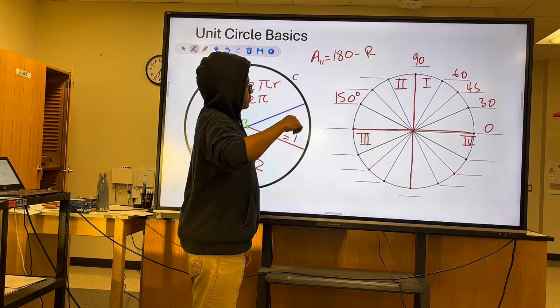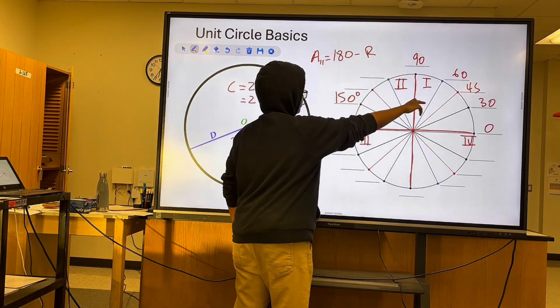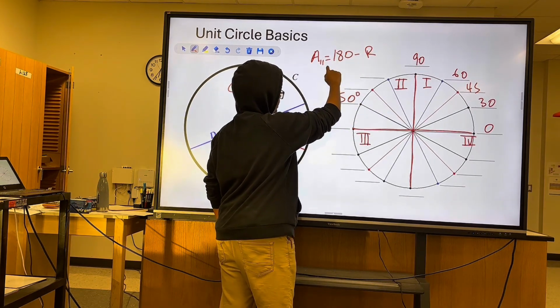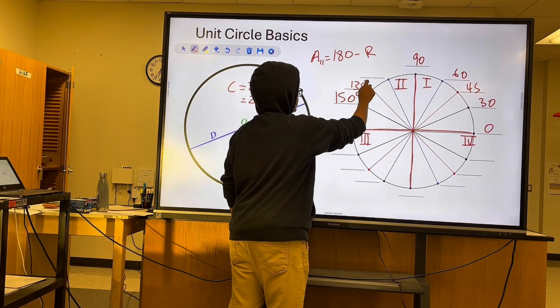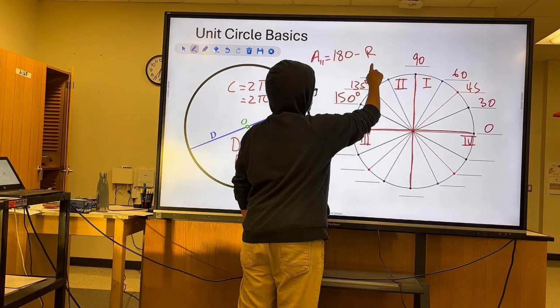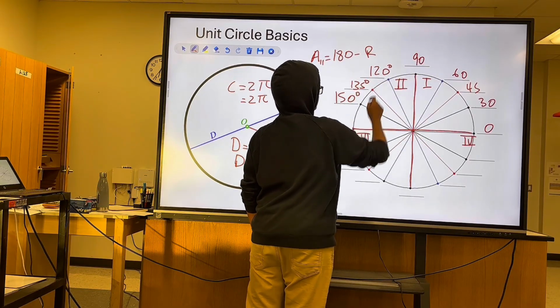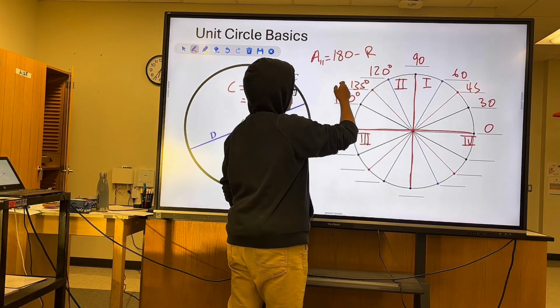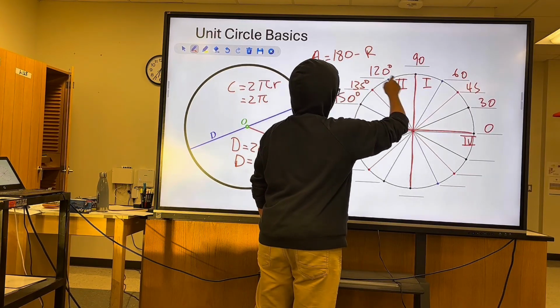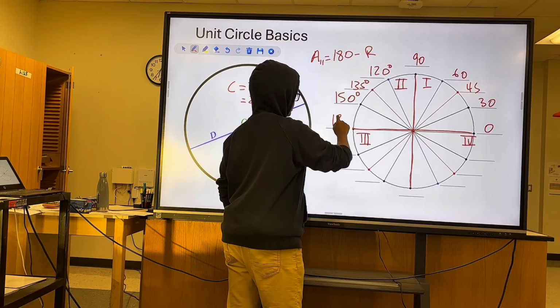Okay. Continuing this, for 45 degrees, it's 180 minus 45 degrees, which is 135, and 180 minus 60 degrees, which is 120. And for the 0 degree, you have 180 minus 0, which is just 180.